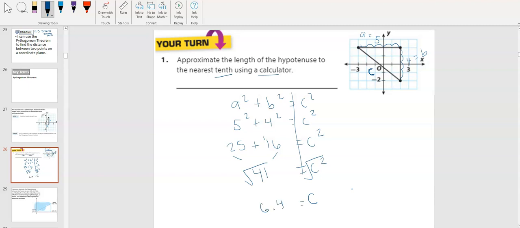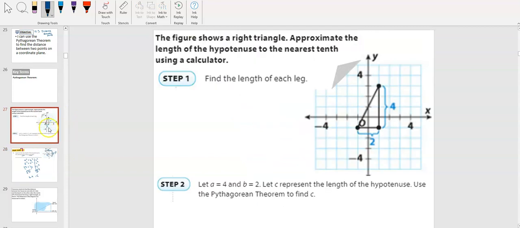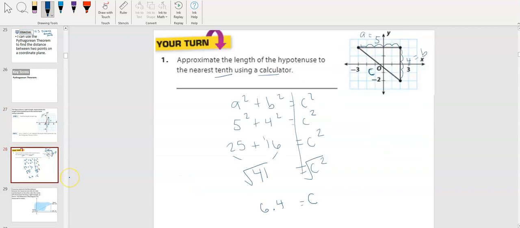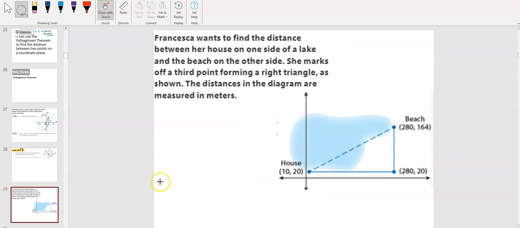And actually, did I forget? I think on this page, they wanted the tenth as well. That's right. That was supposed to be the tenth, so I probably should have changed that there. We should pay attention to the instructions given. But still, that is my answer. All right, here we go.